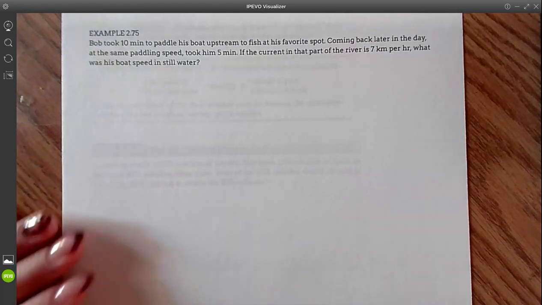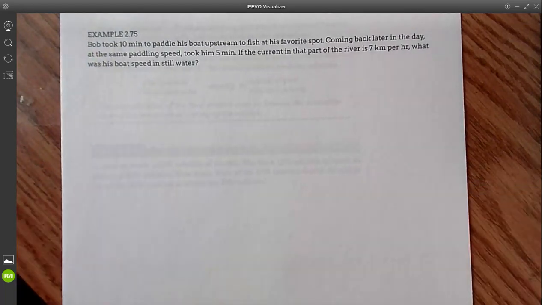What's next? Oh, we have another distance, rate, and time problem. This one left a lot of space.